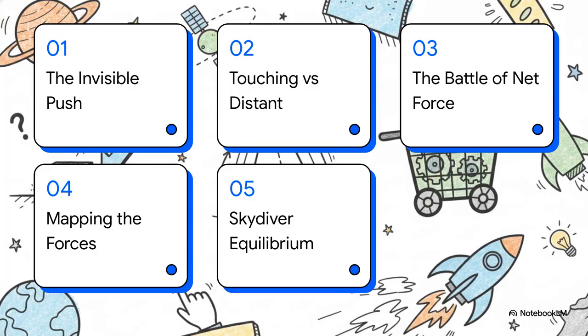Here is our roadmap for the explainer. First, the invisible push and pull. Then, touching versus distant forces. Next up, the battle of net force. After that, mapping the forces. And finally, we'll wrap up with a really cool real-world scenario, the skydiver's equilibrium.